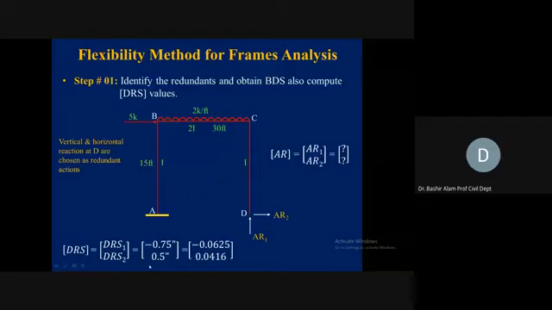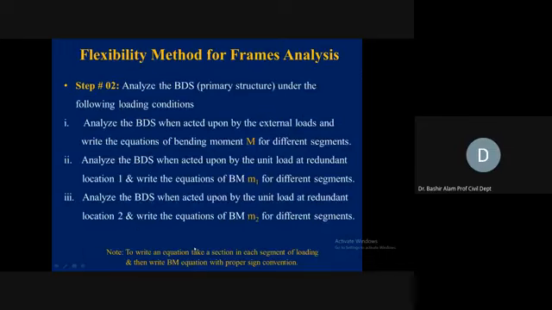Now, as we will be using kip and feet units, we convert them into feet. So 0.75 divided by 12 gives us 0.0625, and 0.5 divided by 12 gives us 0.0416. Step number 1, here we have labeled our unknown redundant actions, and corresponding to them, we have recorded the displacement values. Next, we analyze this basic determinate structure under the actual externally applied loads, and we will write the capital M equations for each segment.